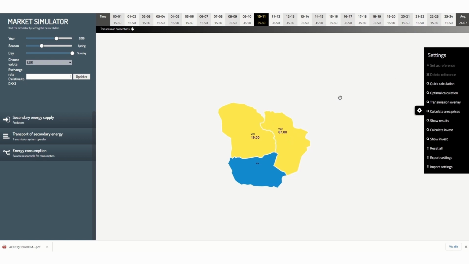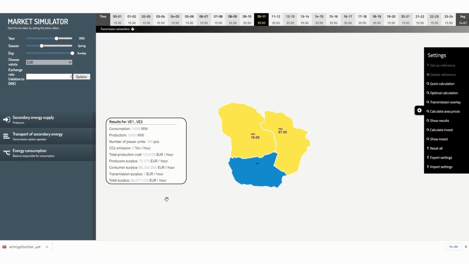So now what I do here is I do a calculation for the peak period, and I make this show the results. I get the results here. I can see that the total consumption and production in the two areas is this 3,600. I can see the total production cost, they have this amount here. The producer surplus is this amount, and the consumer surplus is this amount. These figures here, also the prices in the two areas, I put into my Excel sheet.